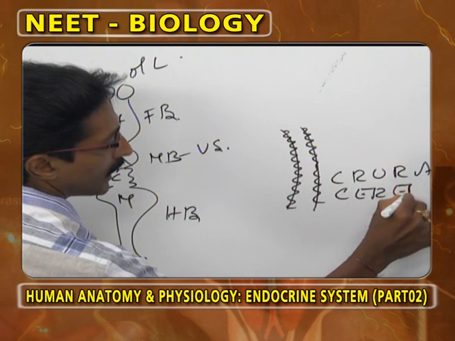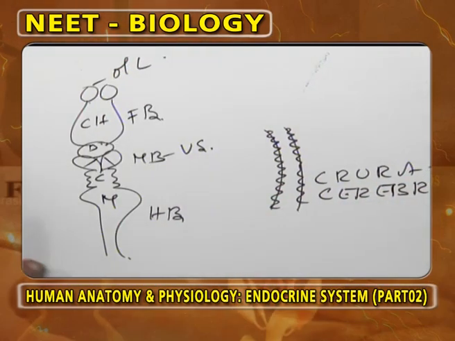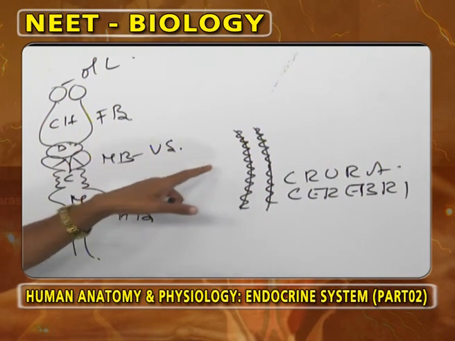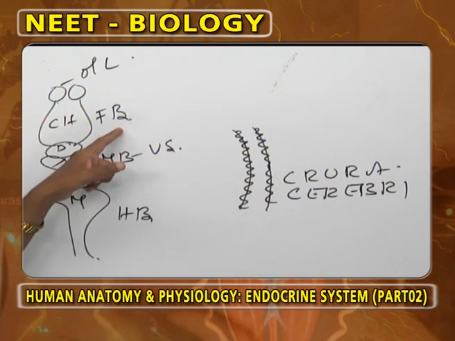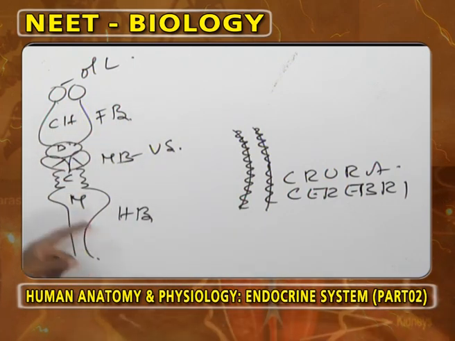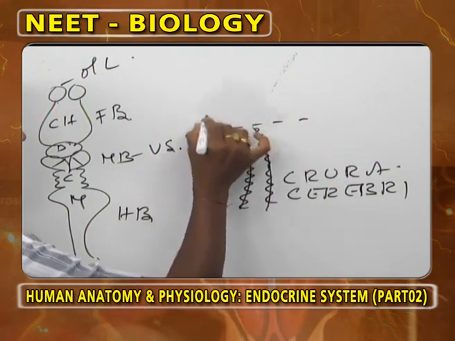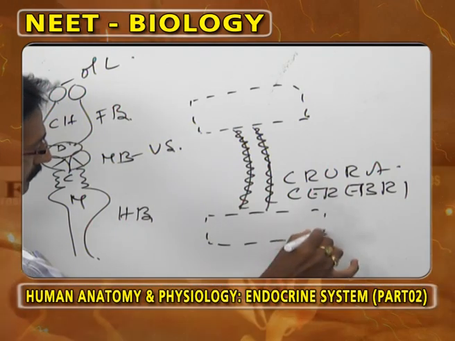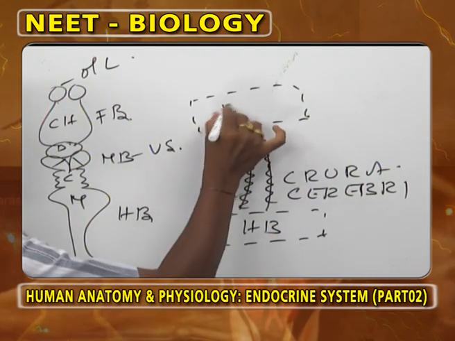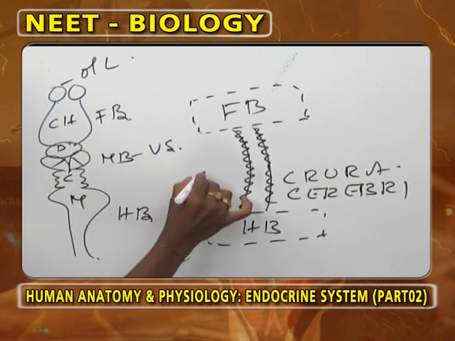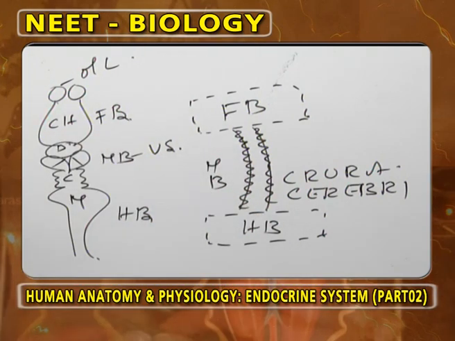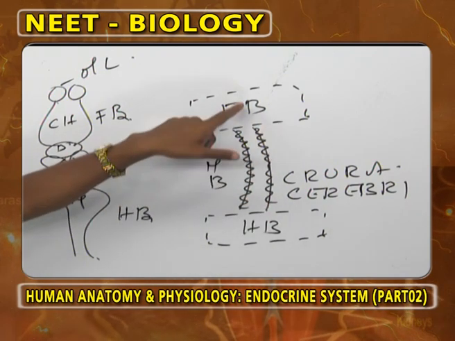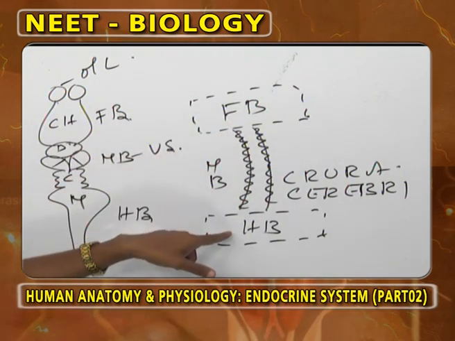cerebri. Crura cerebri. The crura cerebri are present on the ventral side of midbrain. They connect the forebrain and midbrain ventrally. The ventral side is indicated by dots. This is the hindbrain, this is the forebrain, and this one we call the midbrain. On the ventral side of midbrain, crura cerebri ventrally connect the forebrain and hindbrain.